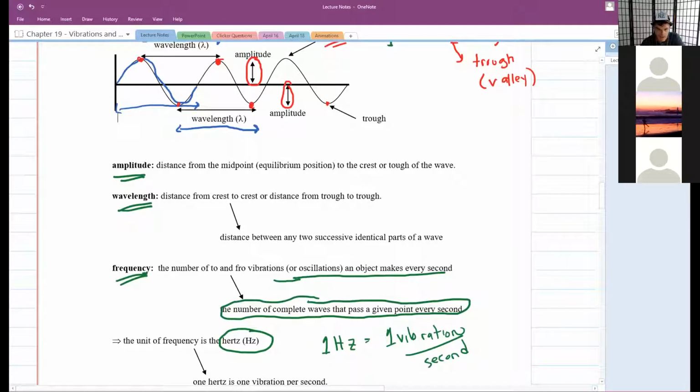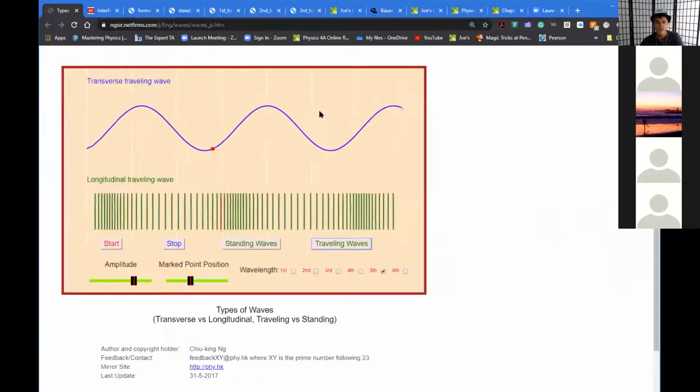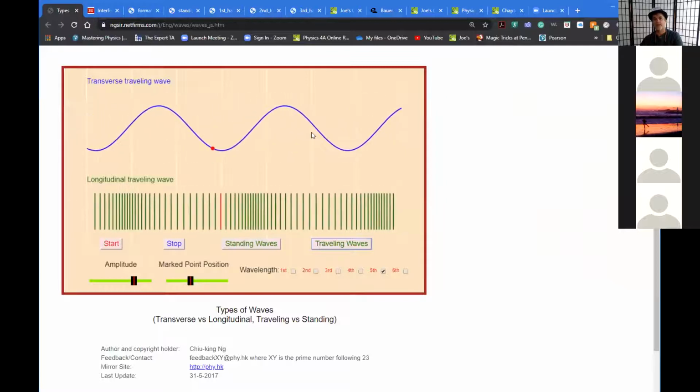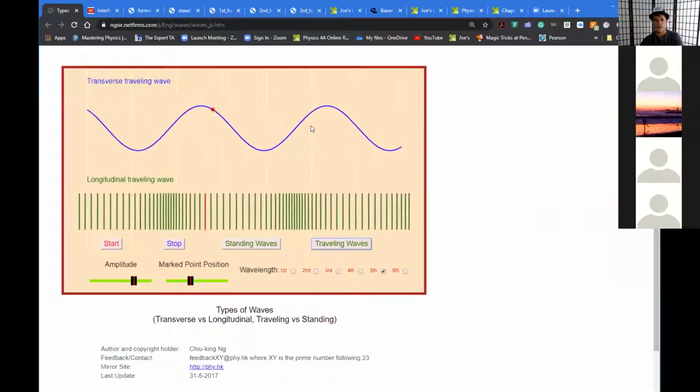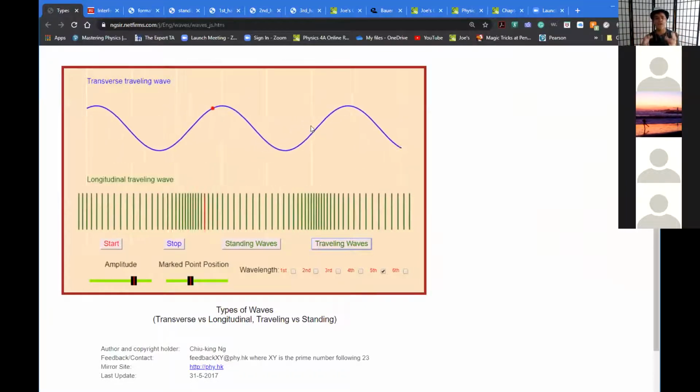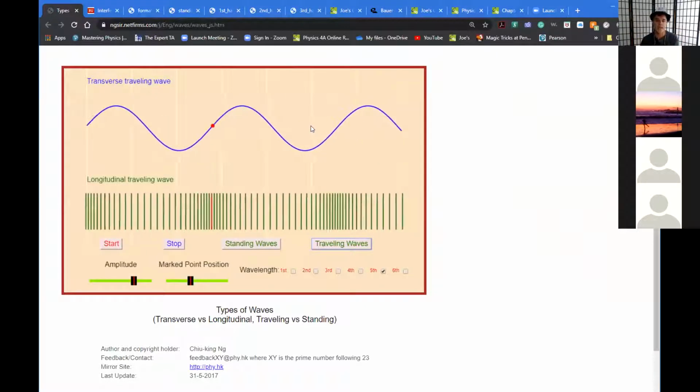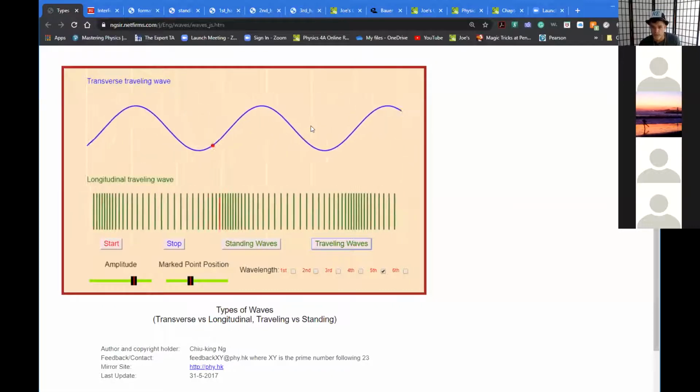So let me go back to this. So let's just say that I was standing right here at this position where the arrow is, my cursor. If I were to count how many waves went by me every second, that's what the frequency would be.